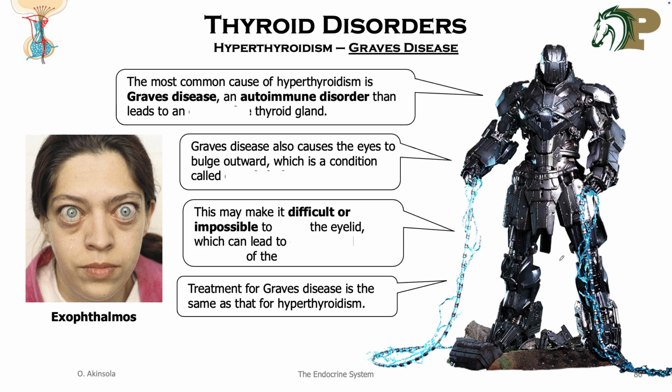So this is an autoimmune disorder that leads to an overactive thyroid gland. Okay? Graves' disease will cause the eyes to bulge outwards. We call that condition exophthalmos. Okay, so right in here.